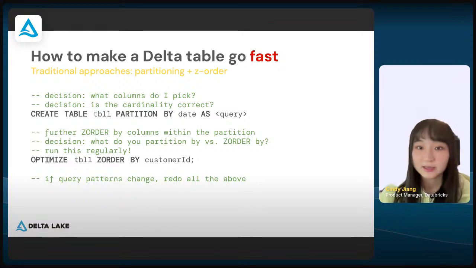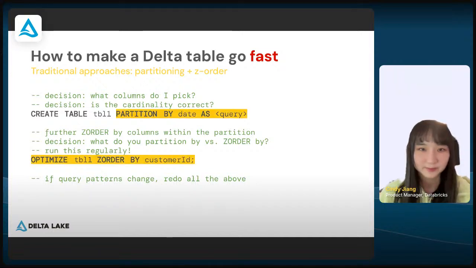Given that there are already existing techniques for optimizing your data layout, such as partitioning and Z-ordering. On the slide, this is a simplified view of some code you might need to be writing to get to a good data layout on your Delta tables. Note that first, when you create your table, you already have to choose what columns to partition by. And on top of partitioning, you might want to cluster by certain other fields. And you need to balance considerations like what is the cardinality of your columns, what is the skew of your data. And naturally, you ask questions like, what columns should I partition by?